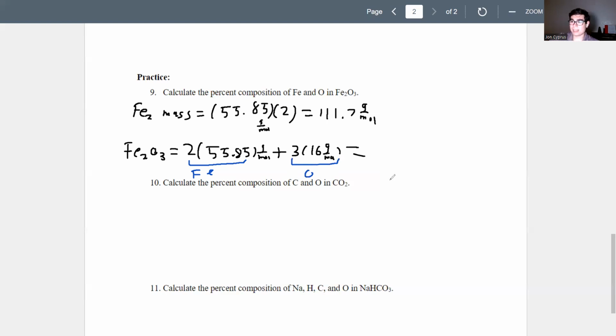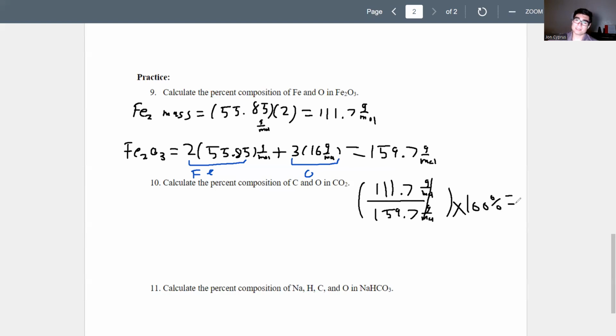All right, so I add this all up. And we just add 48. And we get 159.7 grams per mole. So now all we have to do is to find iron: 111.7 divided by 159.7, right? You can keep the grams per mole. They end up canceling out. And then we multiply this by 100%, right?